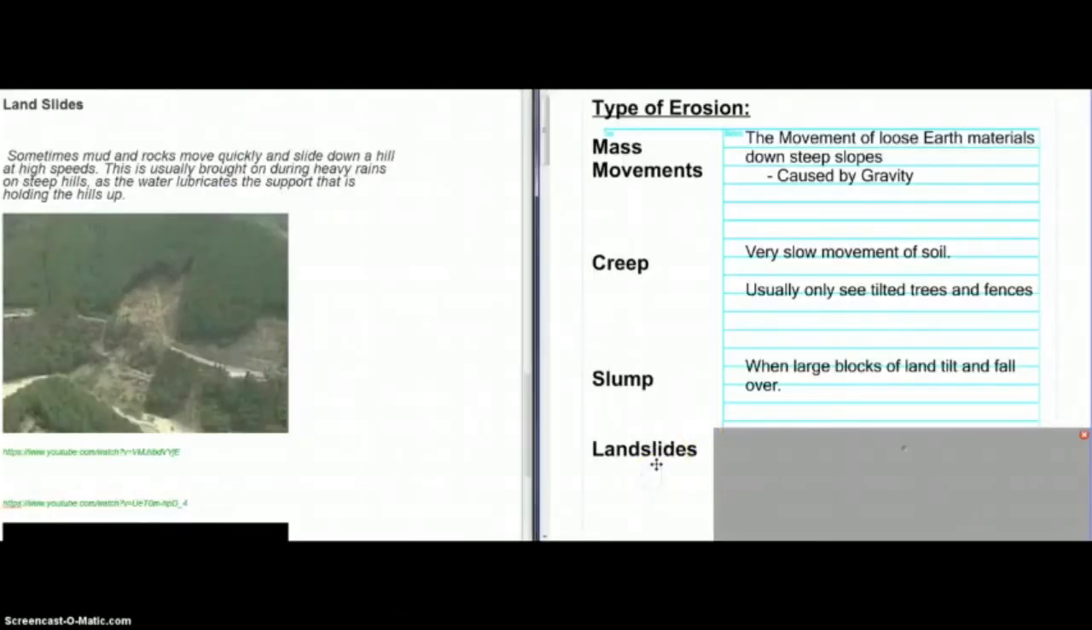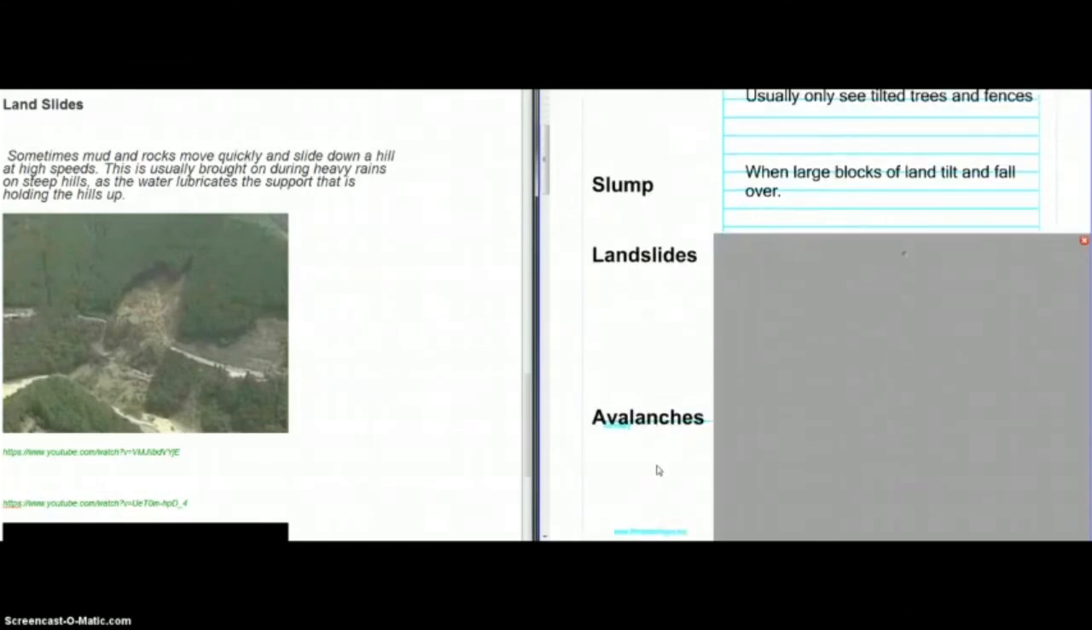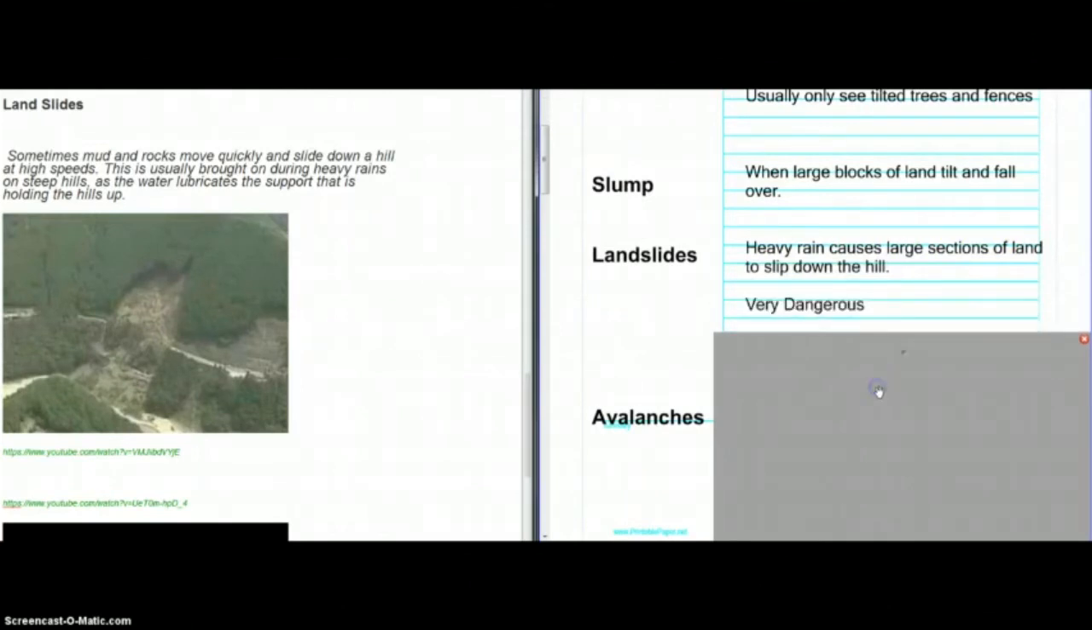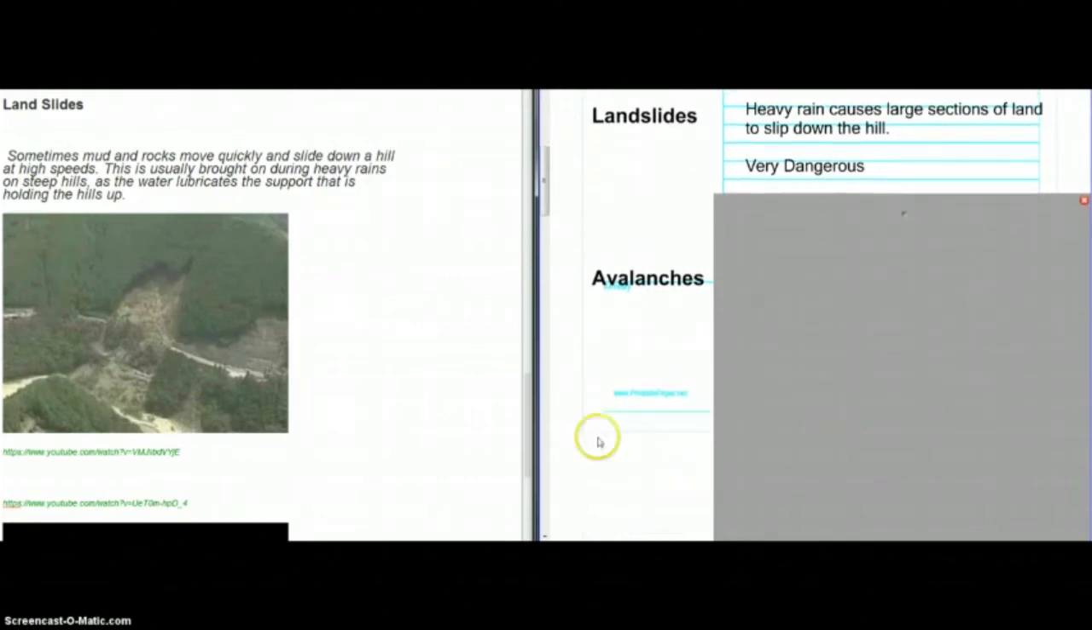So back to your notes. Under landslides, all we need: heavy rain causes large sections of land to slip down a hill. These are very dangerous. Now the last one isn't so much a type of erosion, but it fits in the same category: avalanches. Avalanches are equally dangerous to landslides.